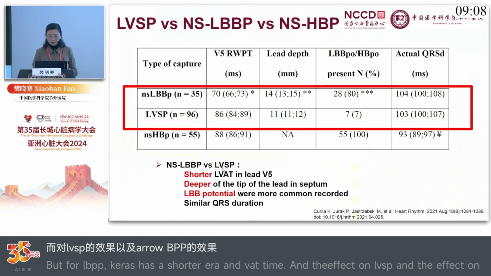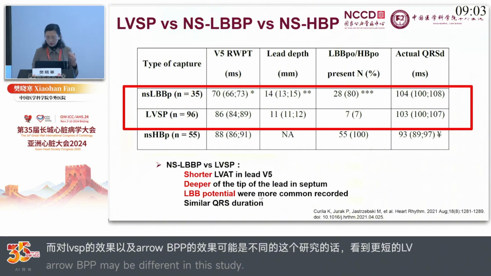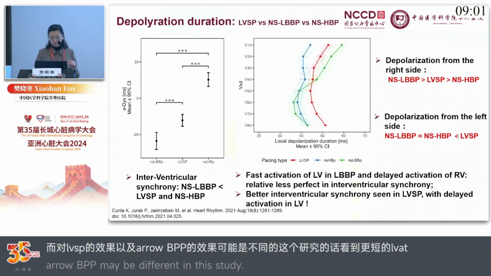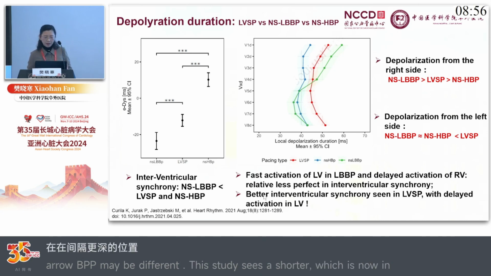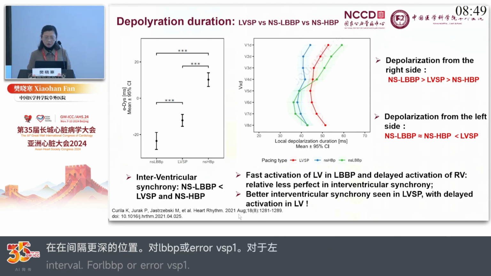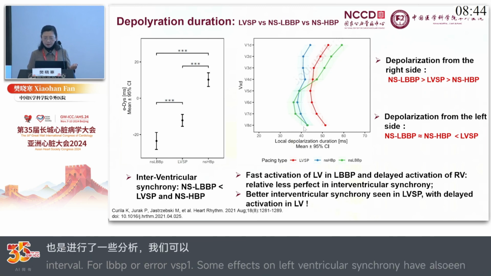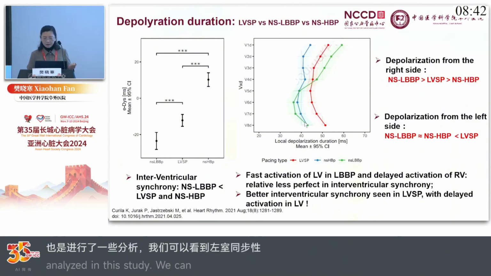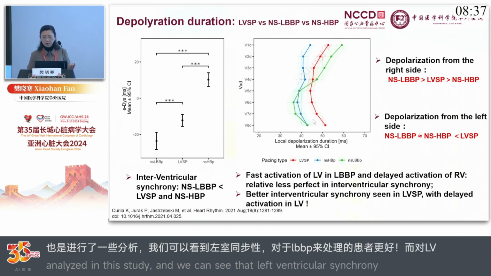This study shows the shorter LVAT and the deeper lead position. And for the effect of LBBP or LVSP on LV synchrony, you can see in this study they showed better LV synchrony in patients with LBBP, but for LVSP, the red line, the LV synchrony is worse than LBBP.